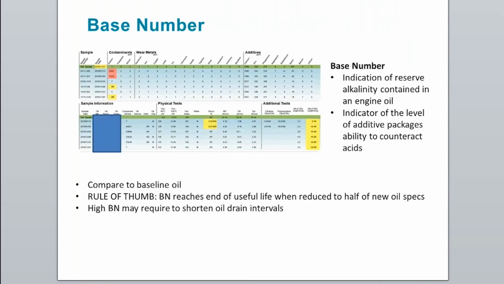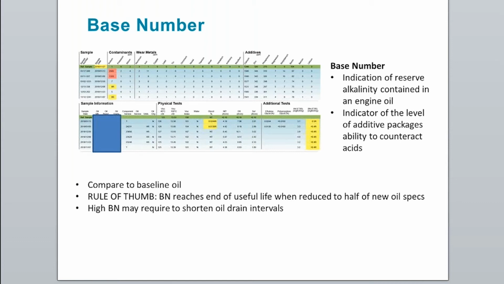The next thing we want to look at is the base number. The base number is an indication of the reserve alkalinity contained in the engine oil. Basically, it's an indicator of the detergent and dispersant additive package's ability to counteract the acids. Standard testing is ASTM D2896, providing an accurate indicator of the base number. These results can be compared to the unused oil's base number.